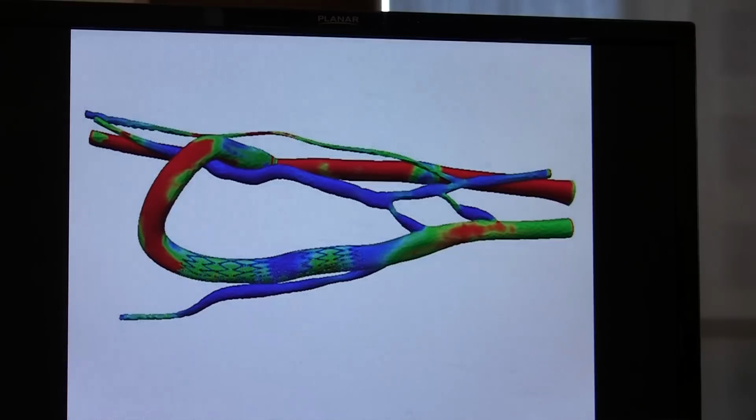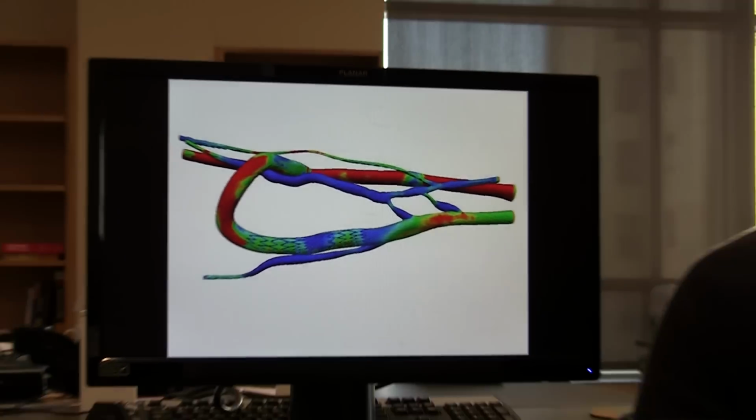Lastly, you can see my results here, with blue being low wall shear stresses and red being high wall shear stresses. I have found that by placing a stent, the amount of low wall shear stress increases within the stented region and downstream of the stent, increasing the risk of restenosis.